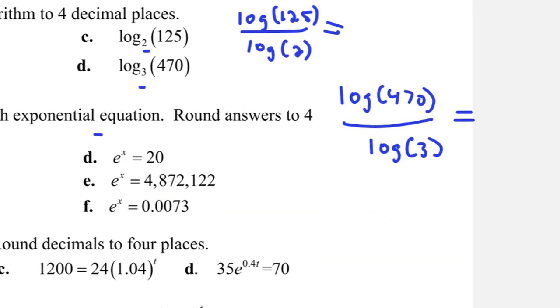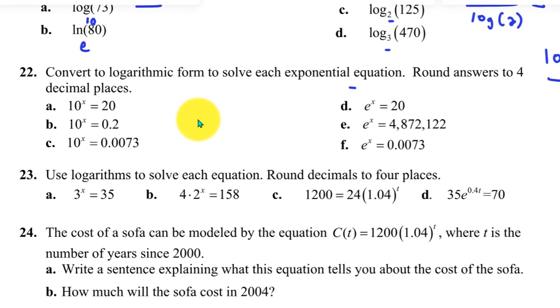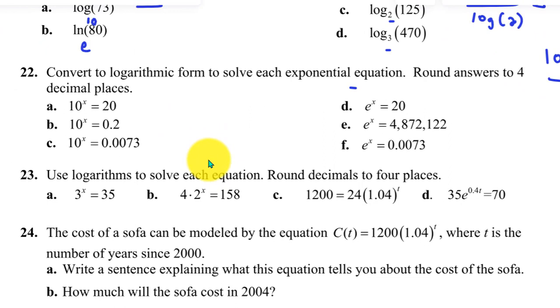Okay. Let's see, I think we have time. We can still squeeze in 22. 22 says convert to logarithmic form to solve the exponential equation, right? So I would rewrite this as log base 10, and you don't have to write the 10. It's understood that if nothing's written there, it's a 10. So I can just leave it like this. So it's log base 10 of 20 equals x.